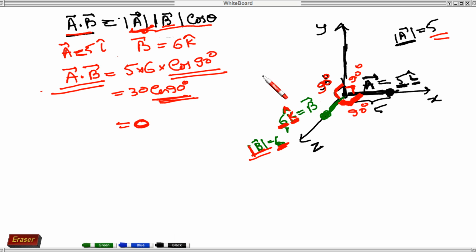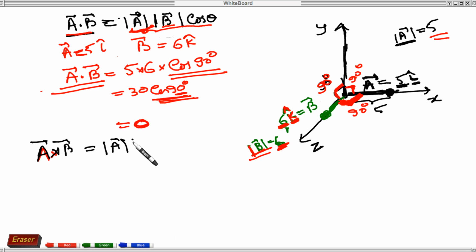Again, I am saying, when the angle between these two vectors is 90 degrees, then their dot product is 0. Let's check the cross product, A cross B. What I told you: modulus of A, modulus of B, sine theta. Actually here the dot product is only a scalar quantity, because A dot B is scalar, but A cross B is a vector.